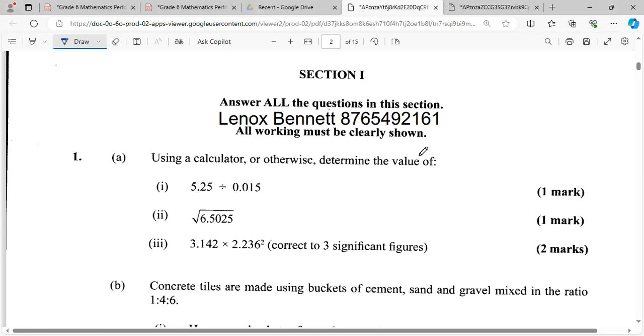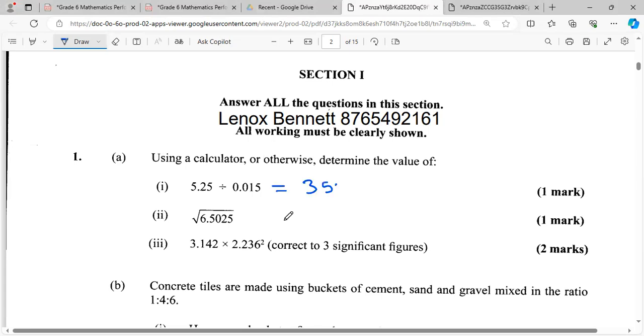It says use a calculator or otherwise determine the value of 5.25 divided by 0.015. I would say choose your calculator, much easier on everything. So let's punch that in. 5.25 divided by 0.015, and that gives me 350. Alright, so nice and easy, guys. That gives us 350.